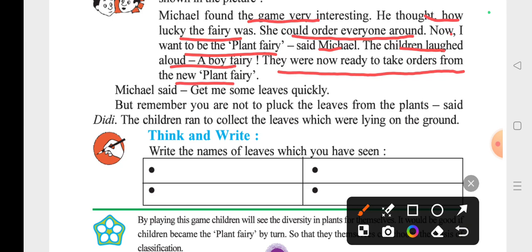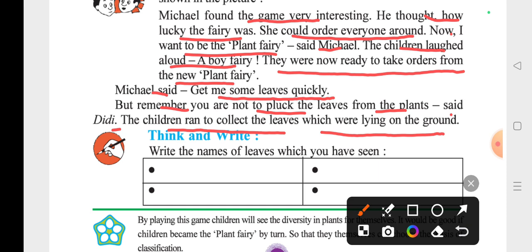Next slide. Michael said, get me some leaves quickly. But remember, you are not to pluck the leaves from the plant, said Didi. The children ran to collect the leaves which were lying on the ground. Yes, children. Here Michael ordered, what did he say? He said, get me some leaves quickly. Okay, but Didi said don't pluck the leaves from plants. You should collect the leaves which were lying on the ground. That means don't hurt plants.